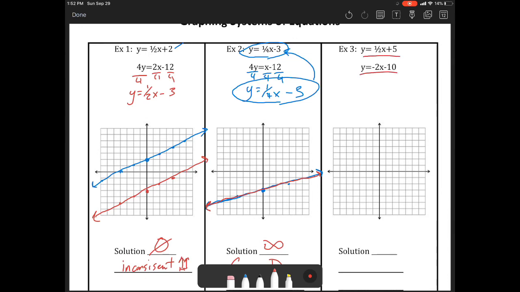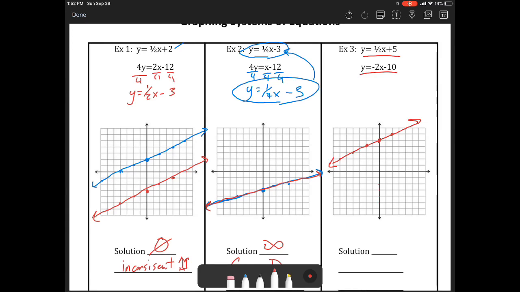As you can see, both are in slope-intercept form already, so we're just going to graph it. So 1, 2, 3, 4, 5, that's my y-intercept. And I go up 1 over 2. Up 1 over 2. Down 1 to the left 2. Down 1 to the left 2. Down 1 to the left 2. And I make my graph. Perfect. Okay, so then I'm going to go down 10.